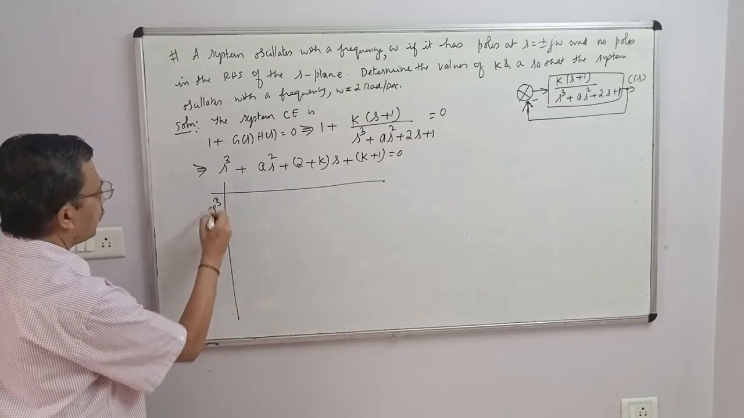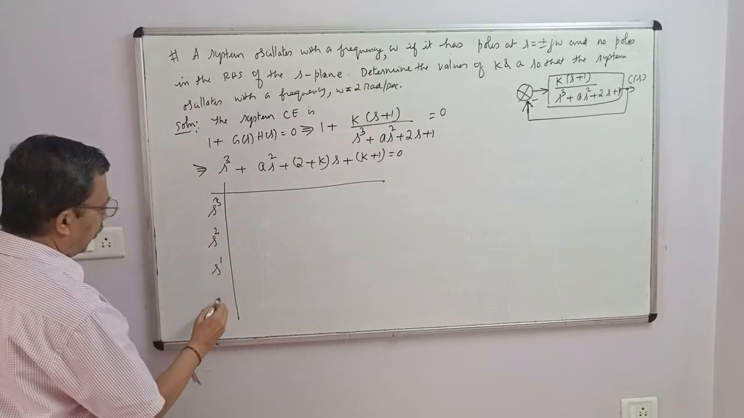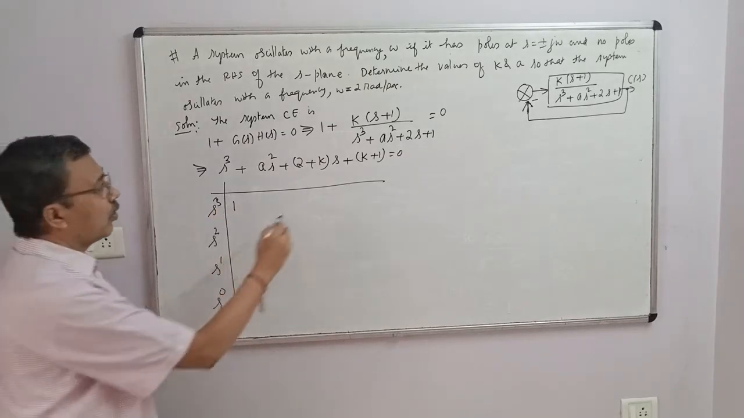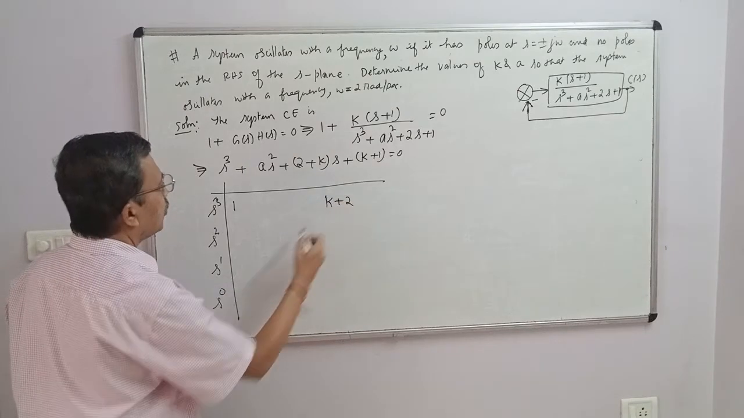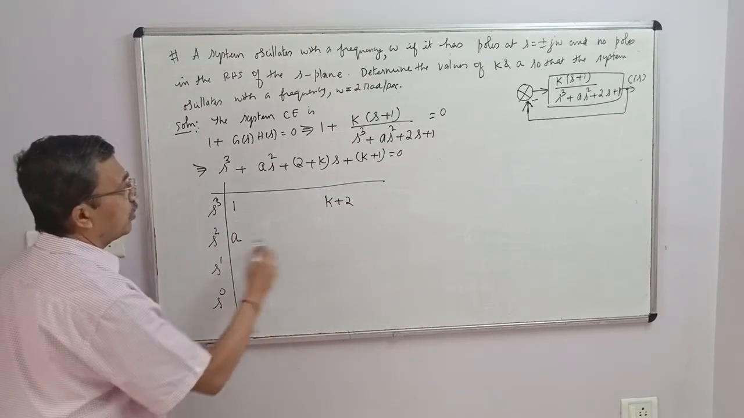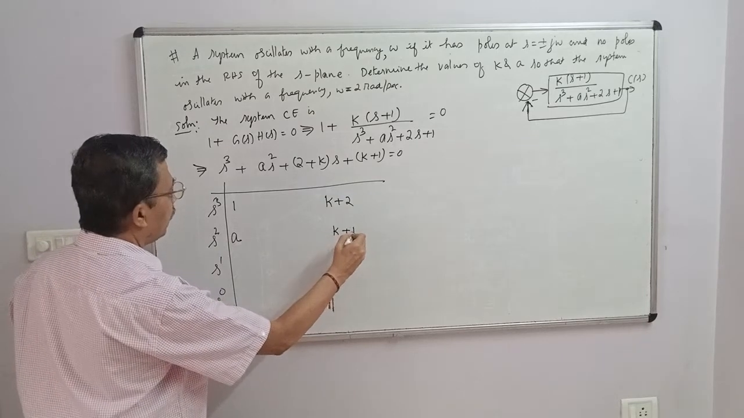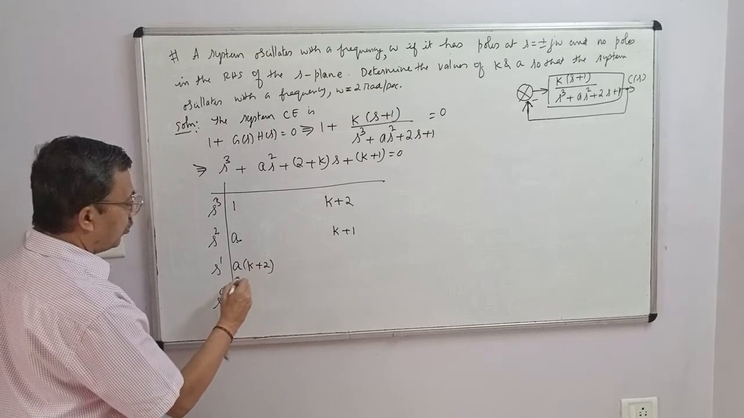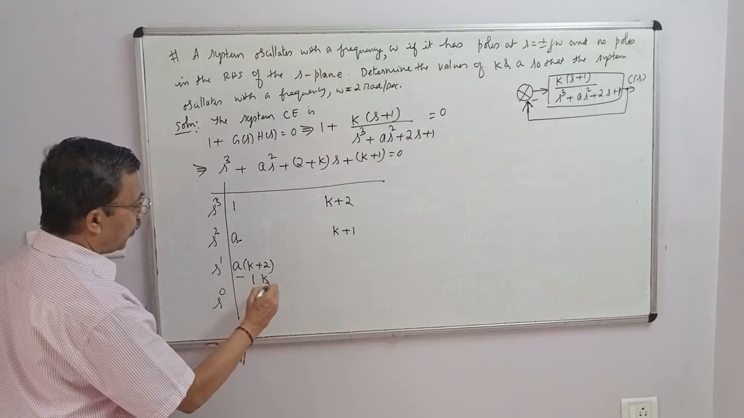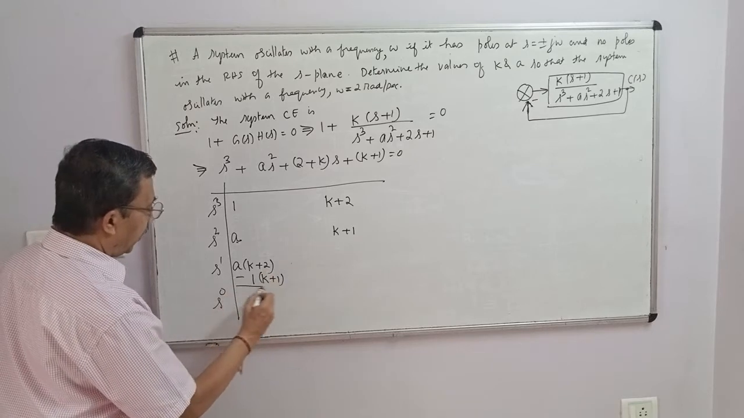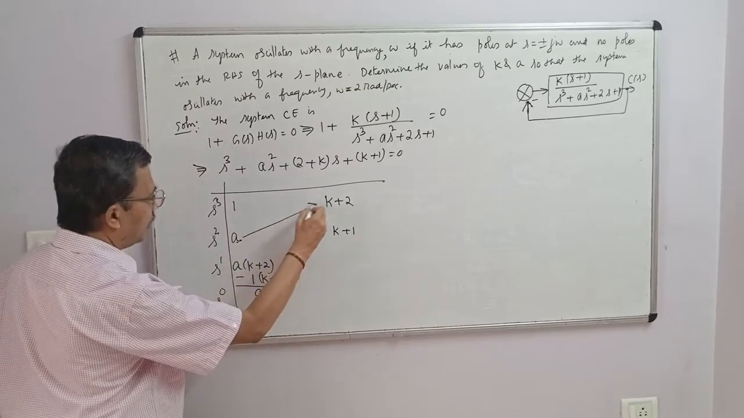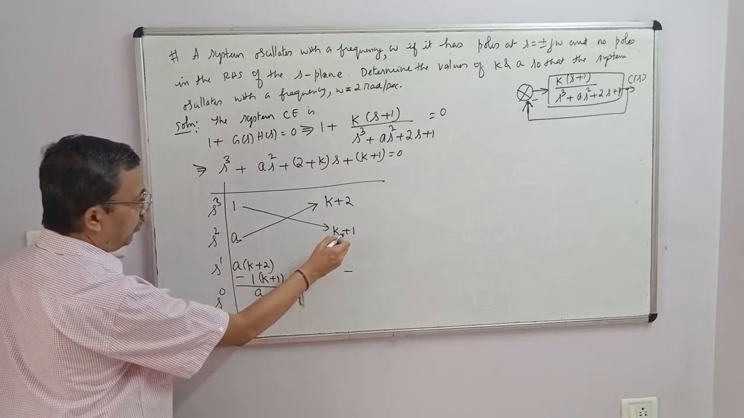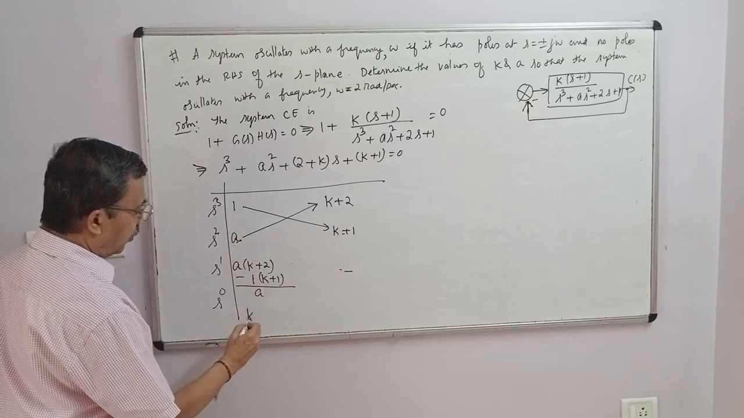This is s cube, s to the power 2, s to the power 1, s to the power 0. Coefficient of s cube is 1. Coefficient of s is K plus 2. Coefficient of s square is A. Coefficient of s to the power 0 is K plus 1. So what is this element? This into this: A into (K plus 2) minus 1 into (K plus 1), the whole thing divided by A. This into this minus this into this by this. This is nil. This into this minus this into this by this means K plus 1.